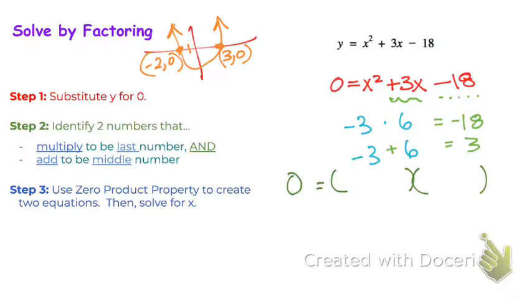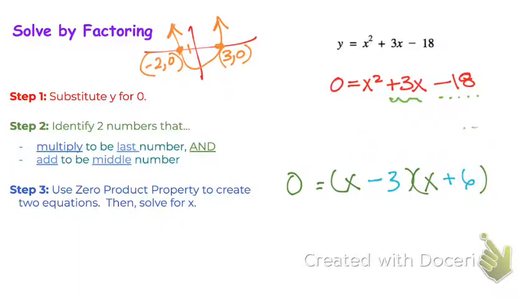This is what factoring is. We're changing this to a multiplication problem. What times what gives us x squared plus 3x minus 18? Now the first term inside each of the parentheses is x, because x times x will give us that x squared. But the two numbers that go inside there with the x are -3 and +6.